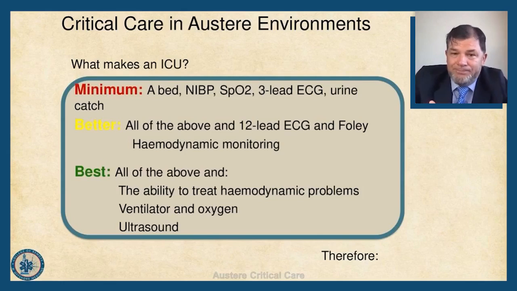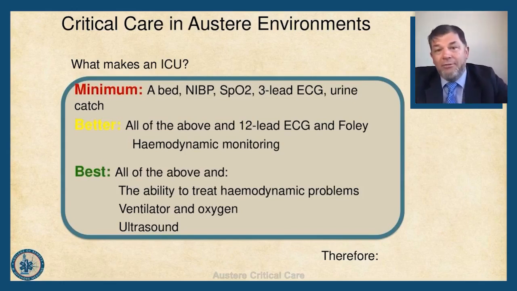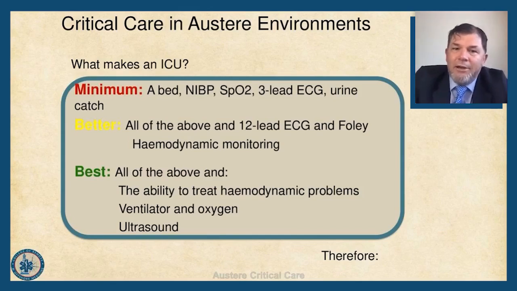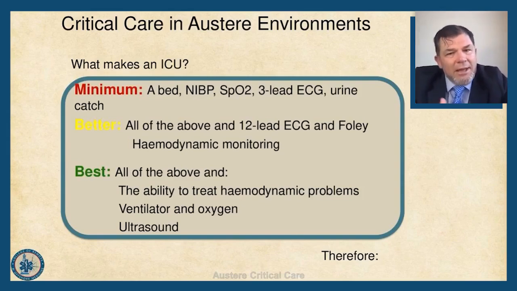So that's the minimum. The better option would be all the above, all the stuff for the minimum, but a 12-lead ECG, or have the knowledge on how to use one of these to get all 12 leads, and a Foley, which you should probably have so you don't have to worry about catching the urine all the time, and the ability to do hemodynamic monitoring. Now, I didn't say all these invasive hemodynamic equipment. I said the ability to do hemodynamic monitoring with just the basic stuff. So that's better. That's better than the bottom line.